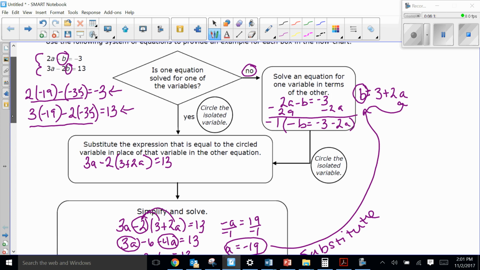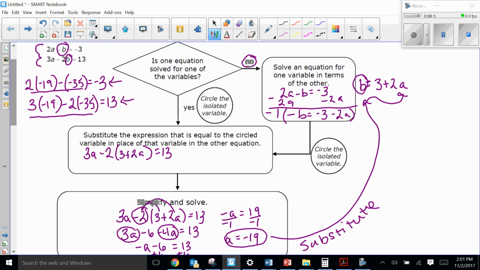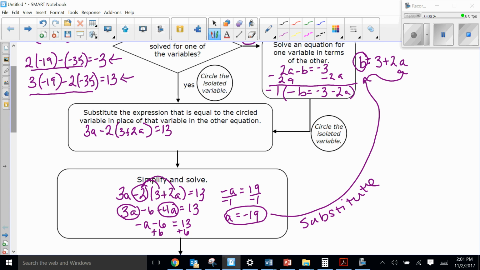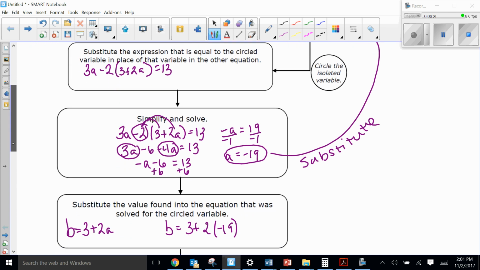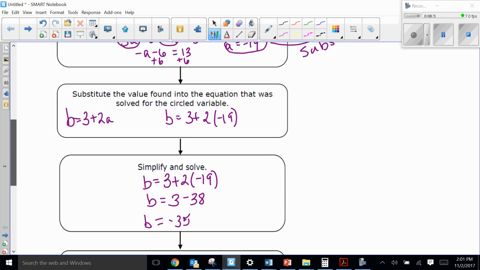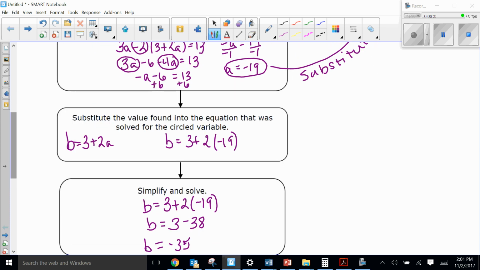So your job now is to go ahead and complete your systems of equations loop. The key will be posted to Canvas, so you can check that as you go. Please let your teacher know if you have any other additional questions about systems of equations.